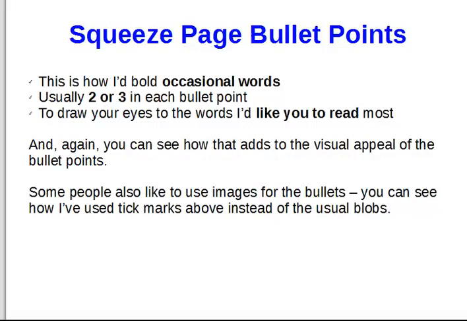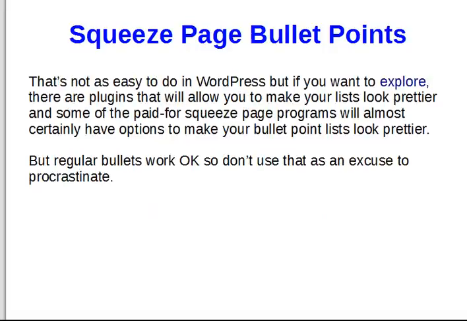And some people also like to use images for the bullets. You can see how I've used tick marks above instead of the usual blobs. It's not as easy to do in WordPress by default because the default editor doesn't do that, but if you want to explore, there are some plugins that will allow you to make your list look prettier, and some of the paid squeeze page programs also have options to make your bullet points look prettier as well. But regular bullet points work okay, so don't use looking for a bullet point image as an excuse to procrastinate. Just do it first and tweak it later if need be.